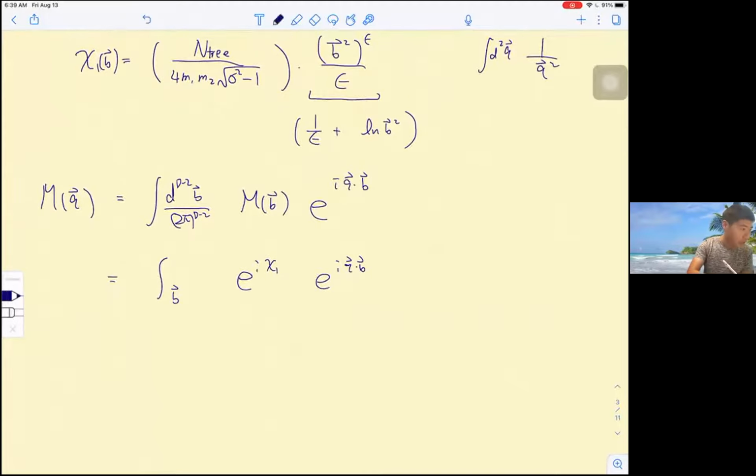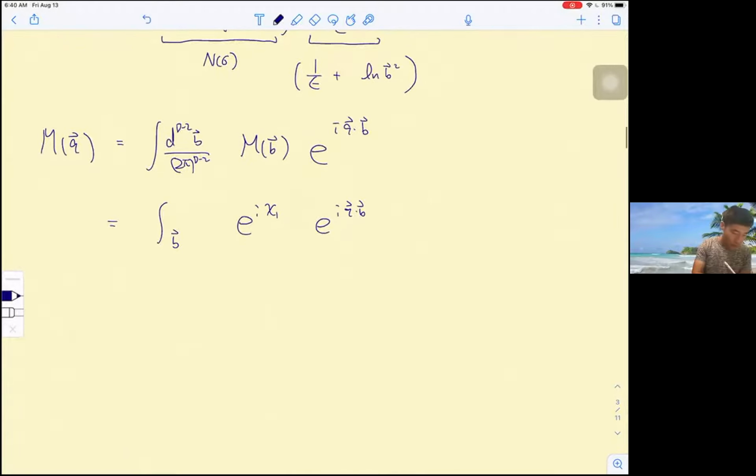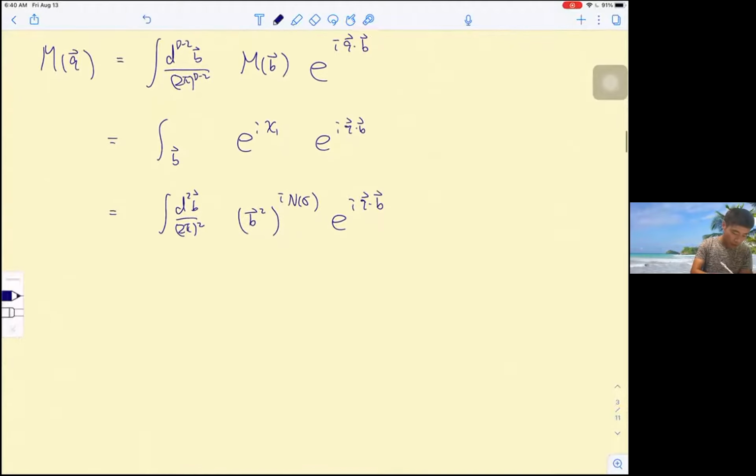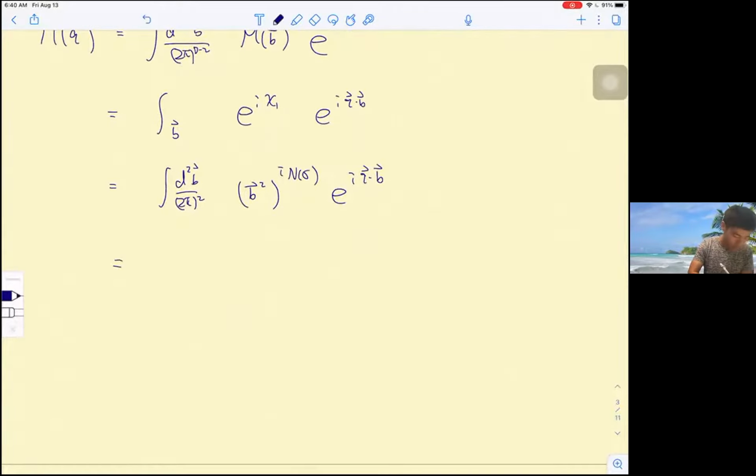And so let me only take this log part. And let me also call this a n of sigma just for simplicity. So I have b squared to the i n sigma, with the two-dimensional Fourier transform e to the i q·b. So what's the result from this Fourier transform for this power law behavior? Its result is simply proportional to a gamma function.